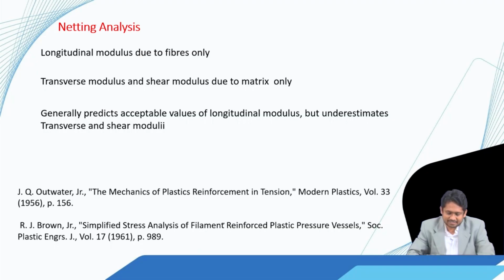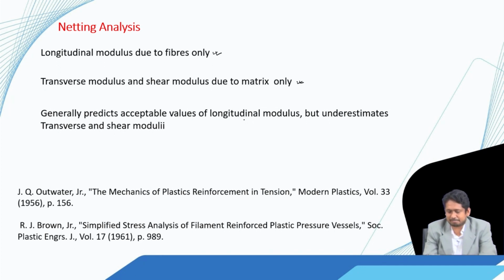So, netting analysis is even a simpler approach, where it is assumed that the longitudinal modulus in a composite is due to fiber only, and for transverse modulus and shear modulus only matrix is accounted for. So, in the previous approaches for everything we accounted both fiber and matrix, but here it is saying that for longitudinal modulus we would involve only fiber, and for transverse and shear modulus we will involve only matrix. That is a much more simplified approach.